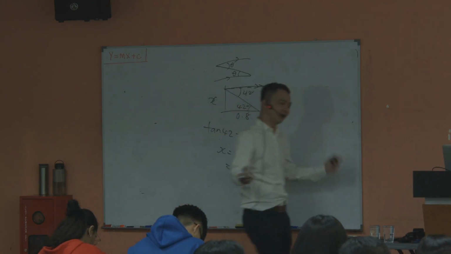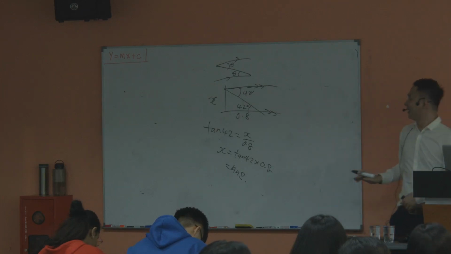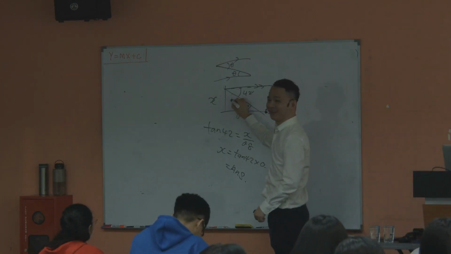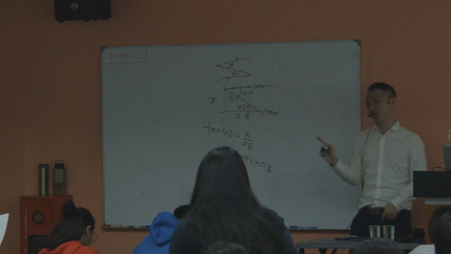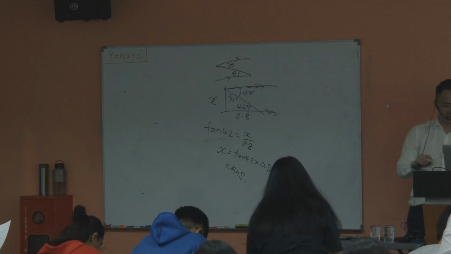Okay, very easy. So the only difficult part is a lot of students will say 42 is with this one. Then you will get wrong because this angle itself is 48. It's not 42. If you take the wrong angle, this part normally you get wrong.